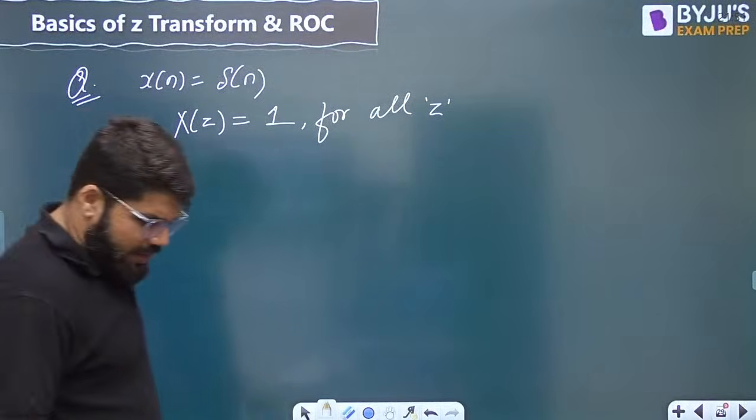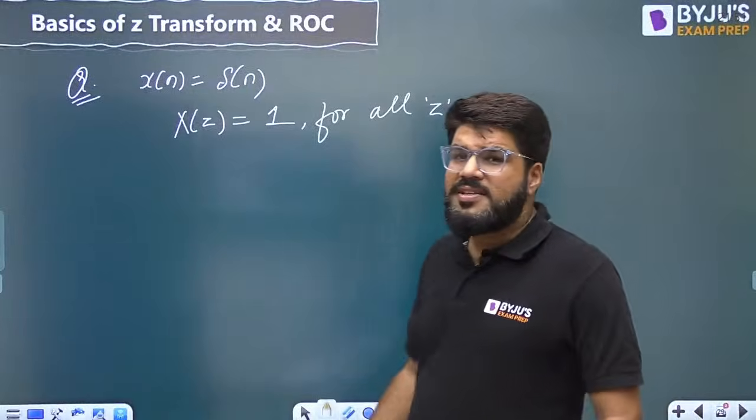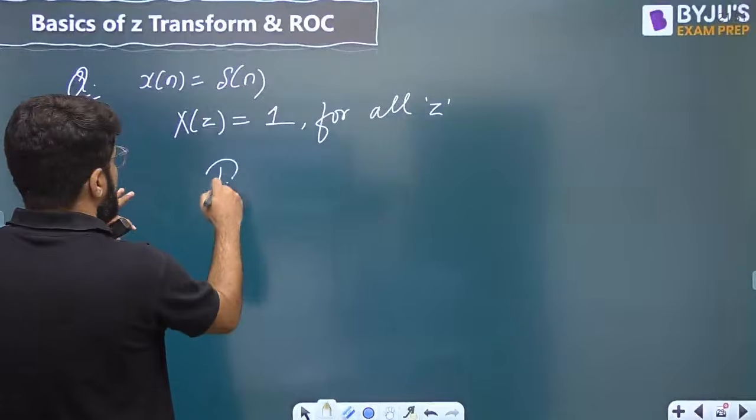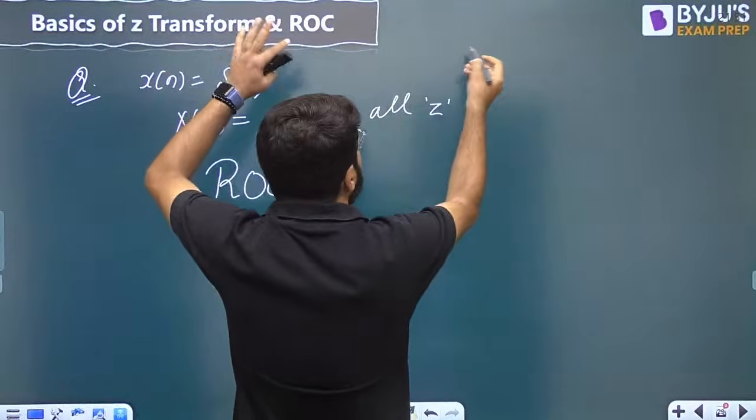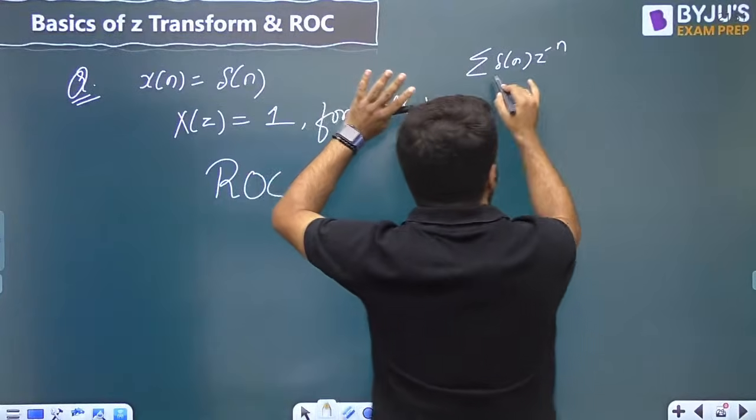xz is equal to 1 for all the values of Z. For all values of Z. So what is the ROC in that case? What is the ROC? See, if you remember what the calculation was, it was summation of delta n Z power minus n. Just recall, right?